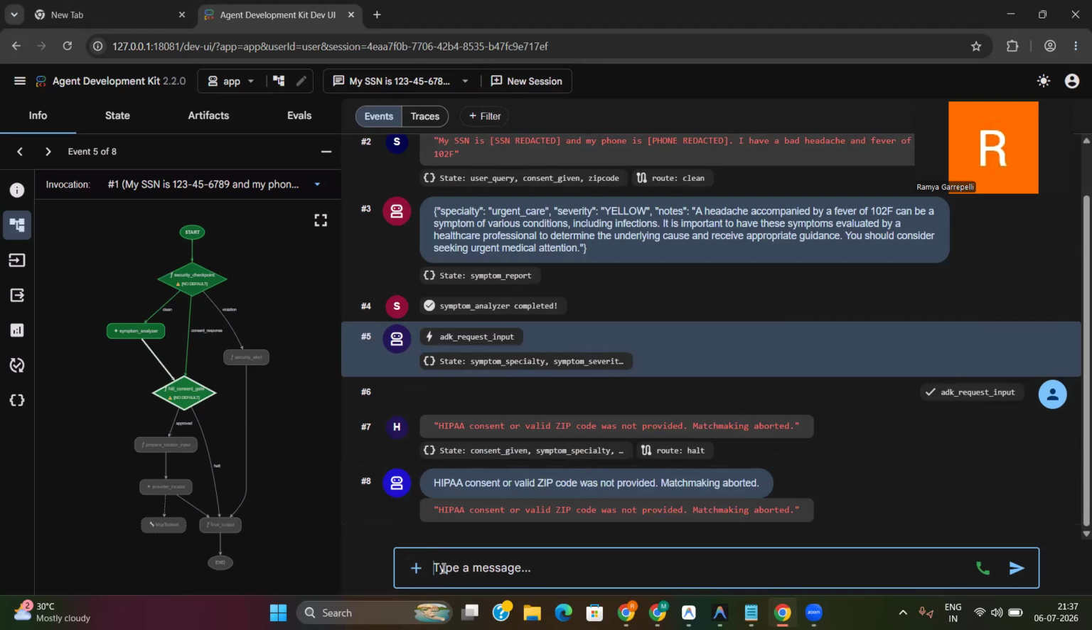Now coming to the fourth scenario, security layer prompt injection block. Medical AI systems are high-value targets for prompt injection attacks. Let's simulate an attacker trying to hijack the system.